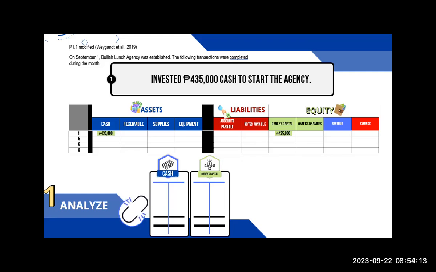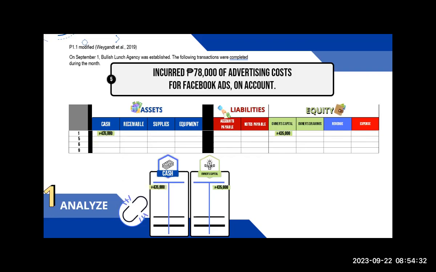Now, let's do the analysis. Tumaas si cash ng 435,000. I know na that would be a normal balance of debit. So owner's capital, baliktad, the normal balance is credit. So tumaas si owner's capital ng 435, so credit 435,000. And then debit si cash ng 435,000. What do you notice? The debit of cash is equal to the credit of owner's capital. One economic event na balance, right? So debit is equal to credit.